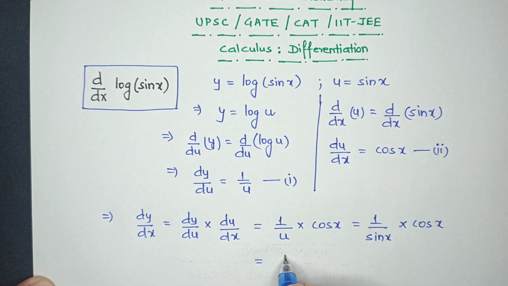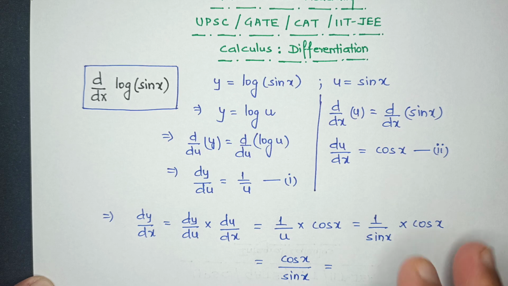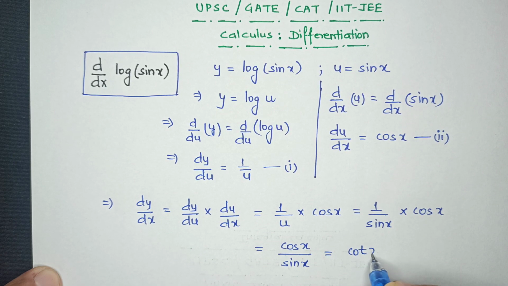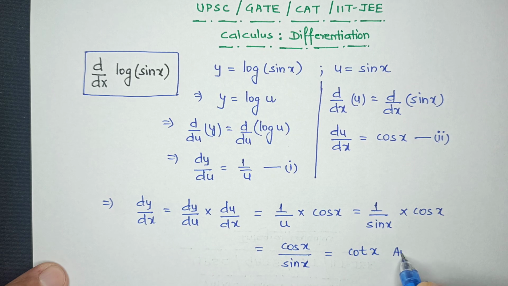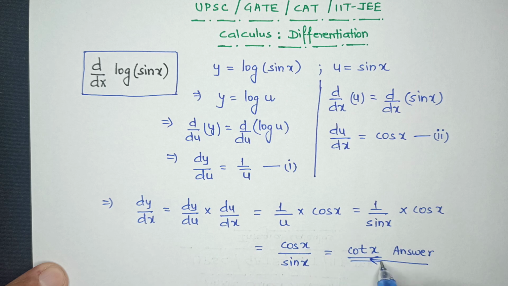If we rearrange this, this can be written as cos x divided by sine x, and the value of cos x divided by sine x, as we already know, is cot x. So we'll write this as cot x, and this right here is the final answer that we were looking for.